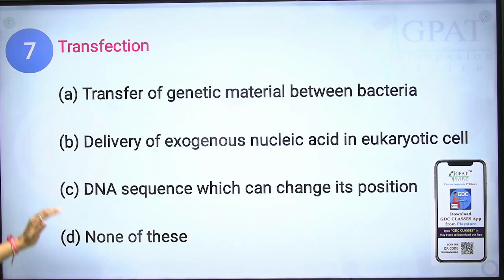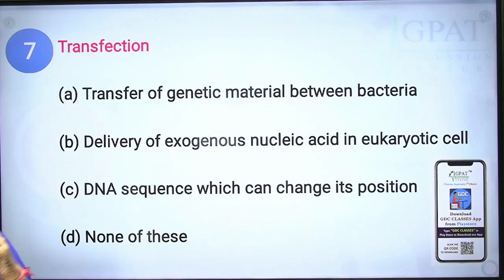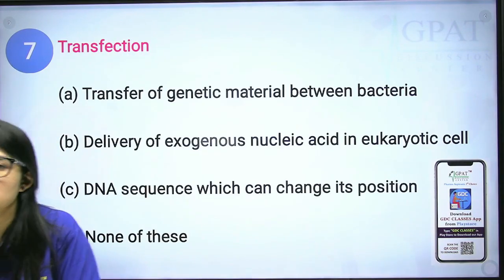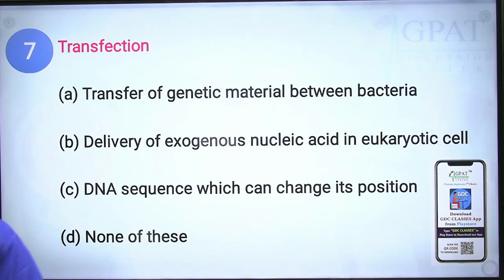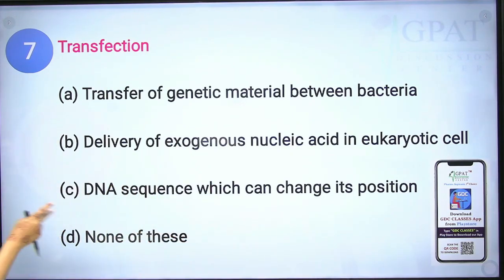Option C: DNA sequences which can change their position. These are known as transposons, but not transfection. They are known as the jumping genes. Clear? So yes, obviously the correct answer will be option B.